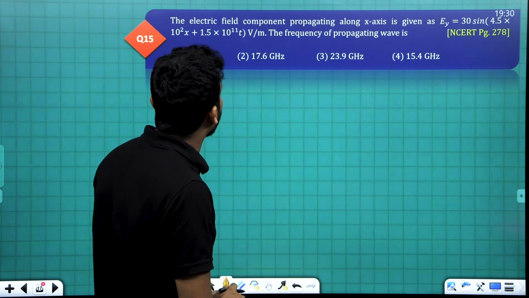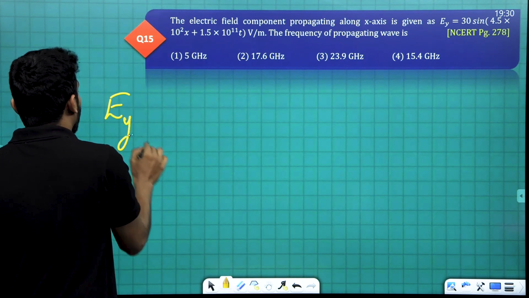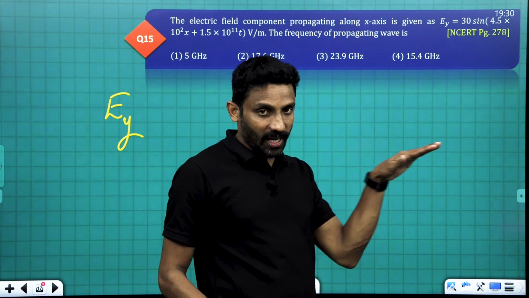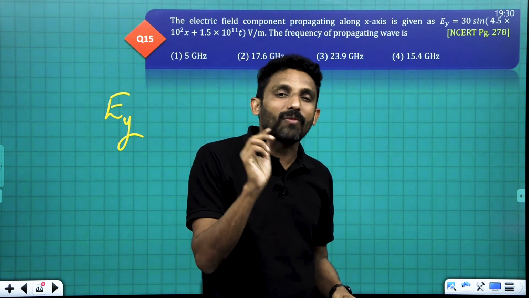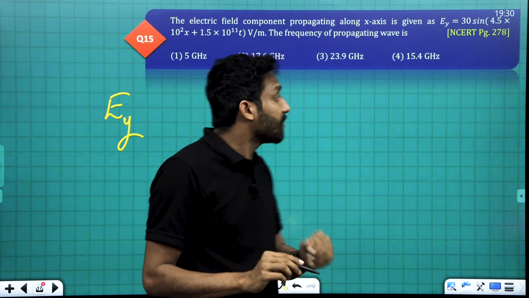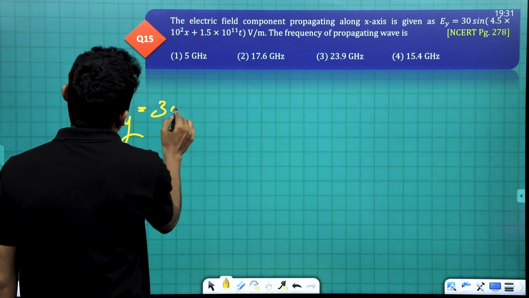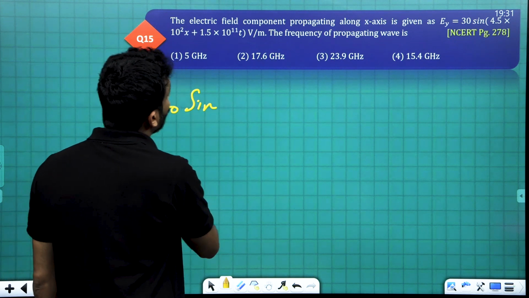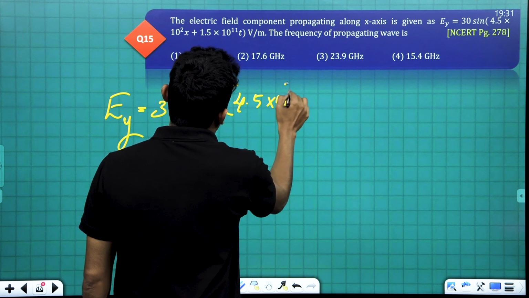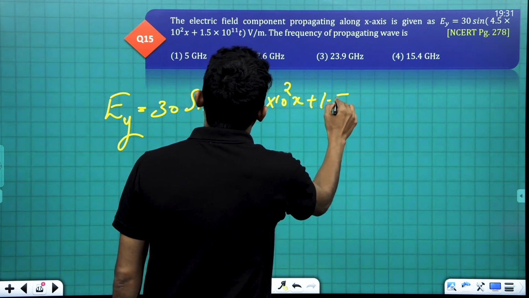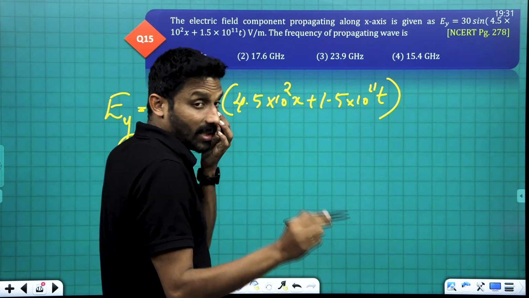The electric field component propagating along x-axis is given as: the energy is propagating along the x-axis, so the vibration of the field will be along y or z, and here it is given along y. Ey is equal to 30 into sine of 4.5 into 10 power 2 x plus 1.5 into 10 power 11 t, in volt per meter, the SI unit.